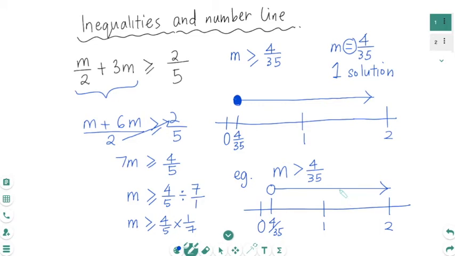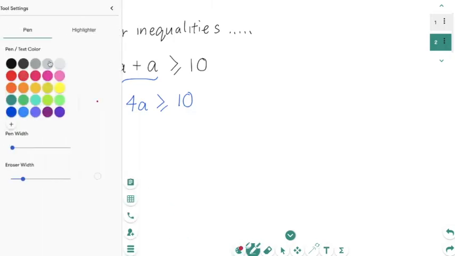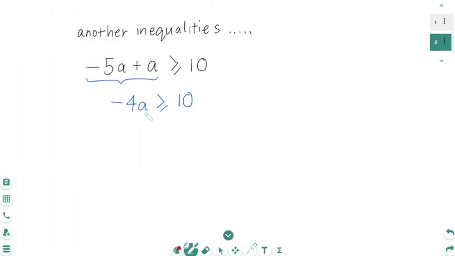Then what's so special about the inequality sign? There's something that you have to take care of. Let's take a look at this example here. Similarly, we're going to tackle it like an equation first. On the left side, I will have minus 4a more than or equal to 10. Since I want to get the value of a, I have to divide both sides by -4.